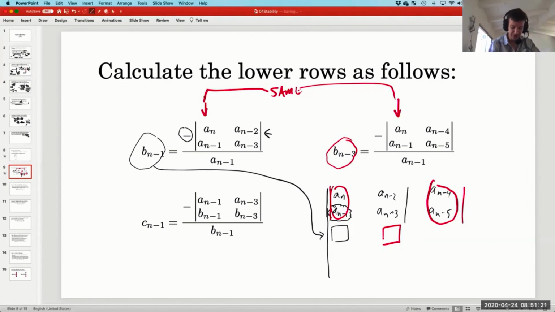Now what changes as you go from left to right in the B row is this column. This column increments, oh sorry, increments right with the B's.